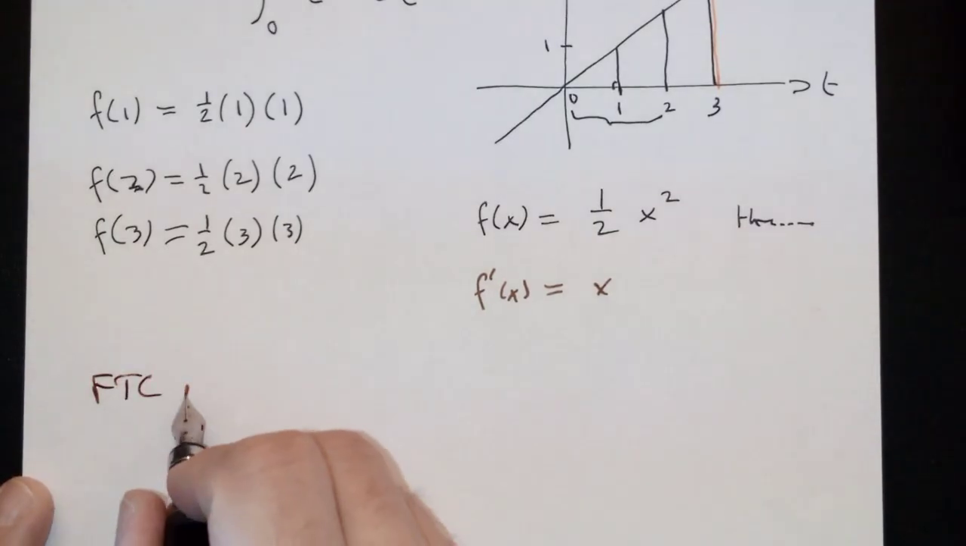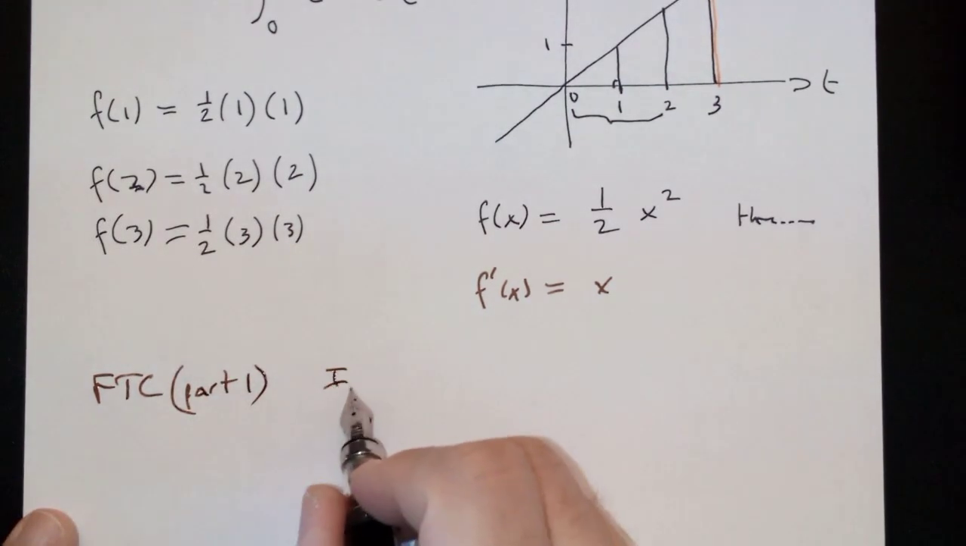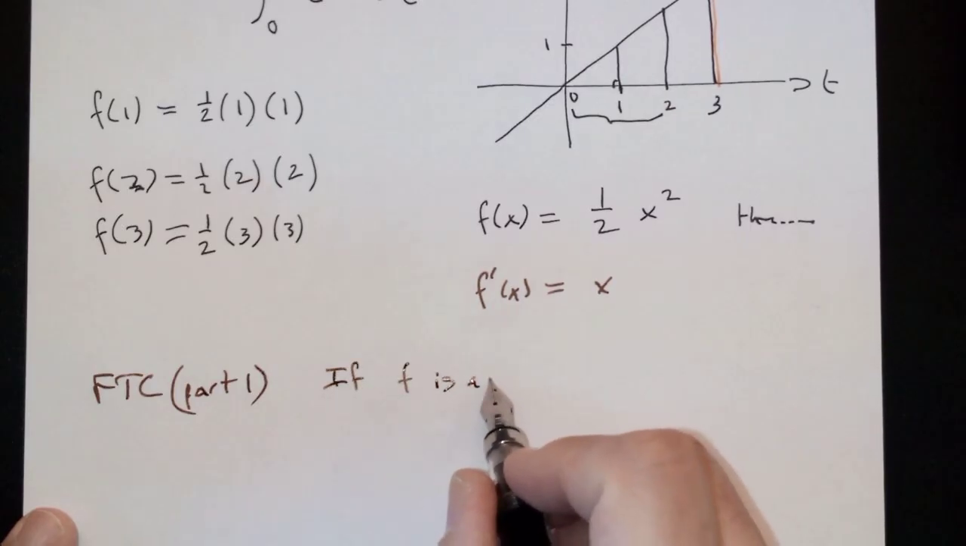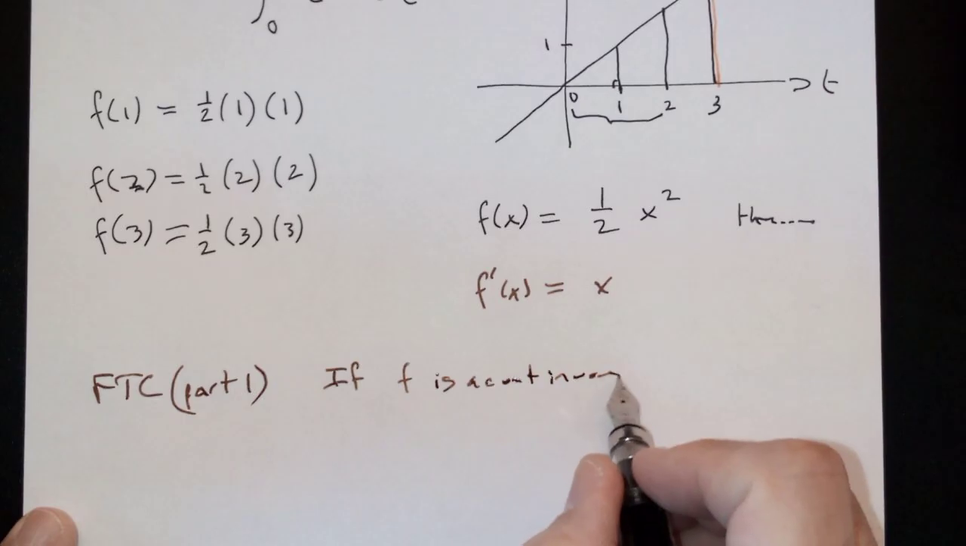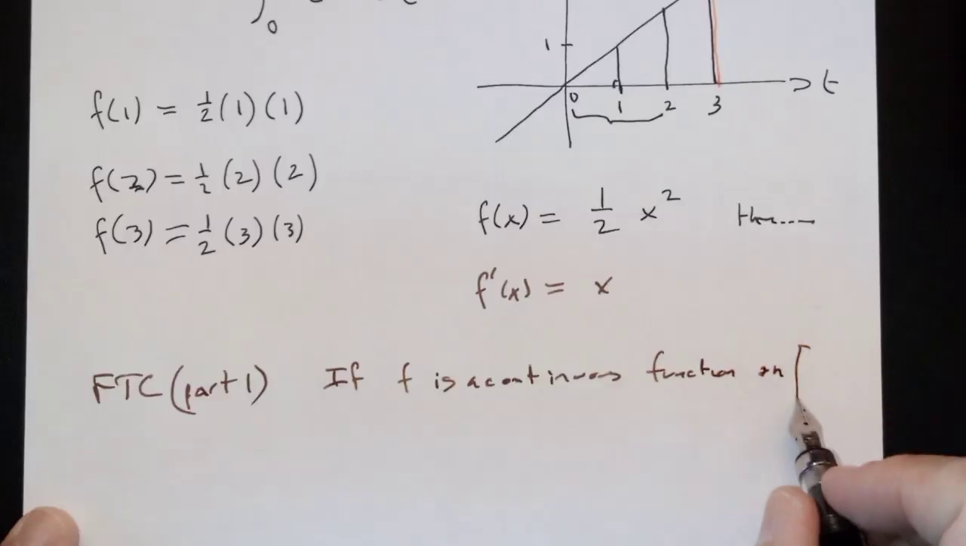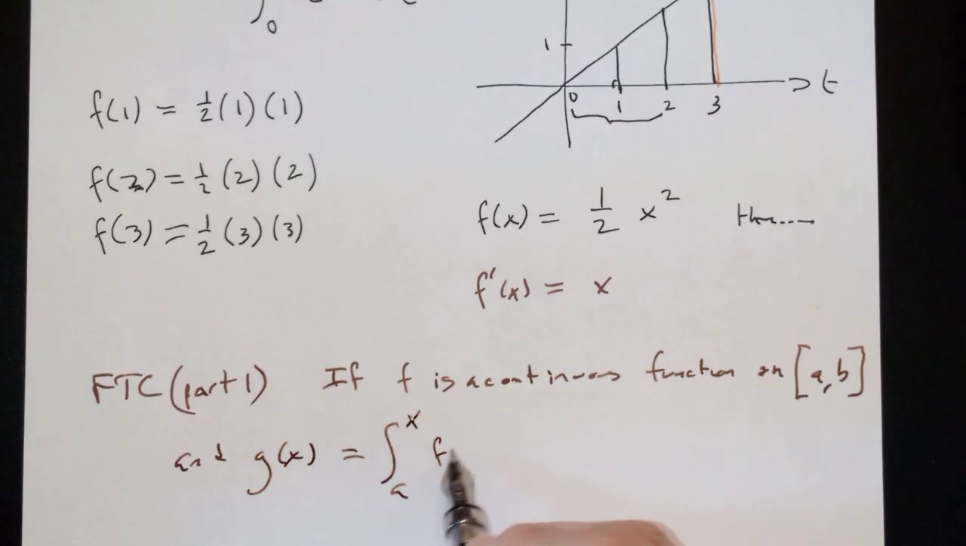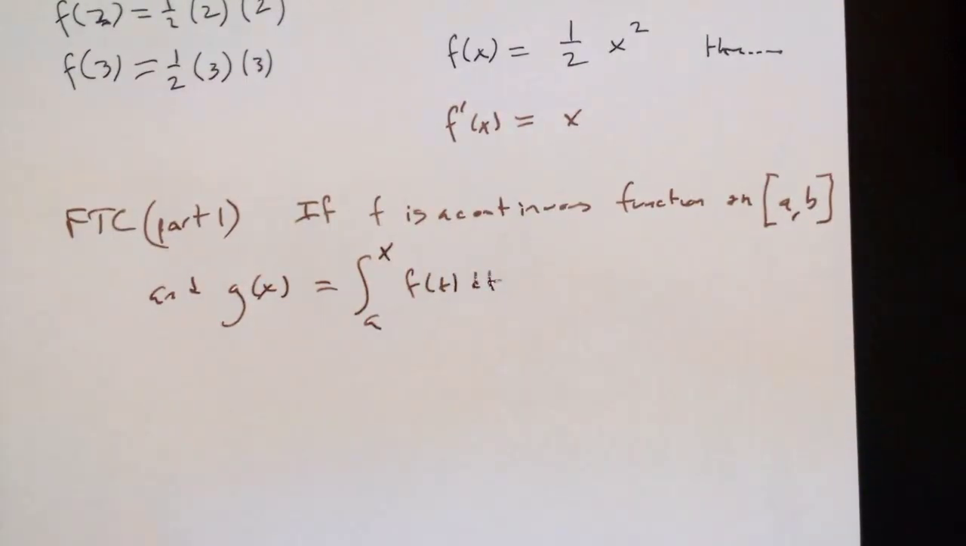Fundamental theorem of calculus, part 1. If f is a continuous function on the interval from a to b, and we define g of x to be the integral from a to x of f of t, I change the letter because I don't want to use the same letter in two different places. So this is just like we defined our f of x in terms of t up above.